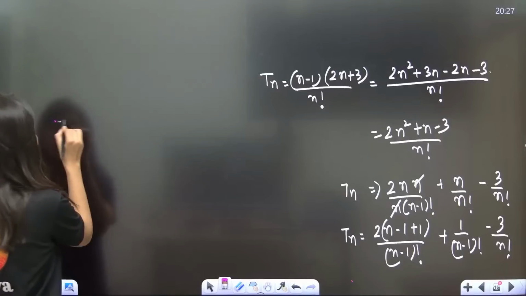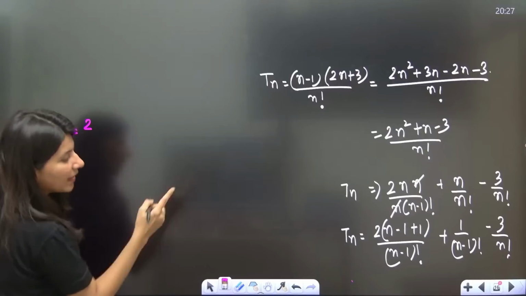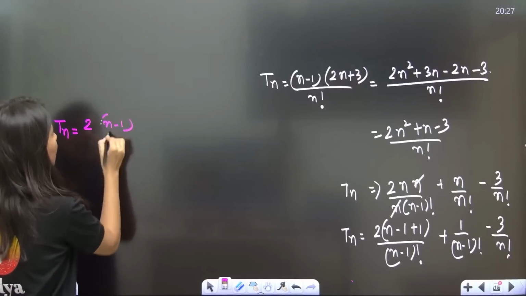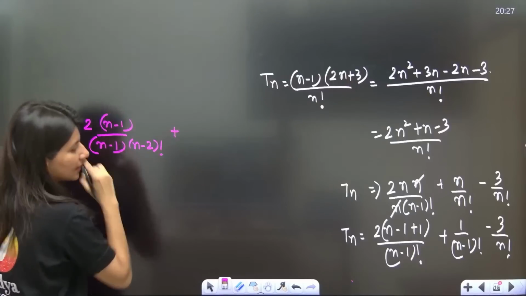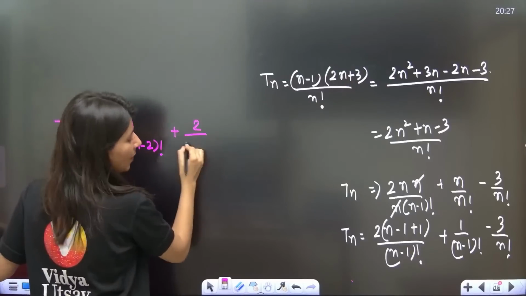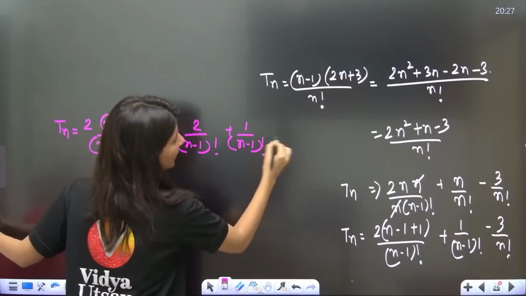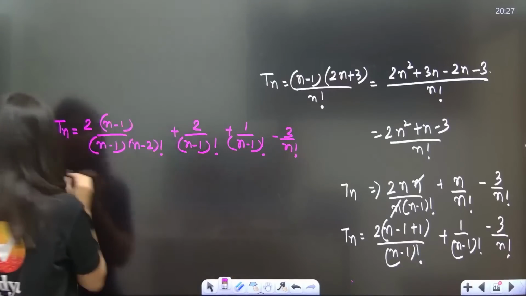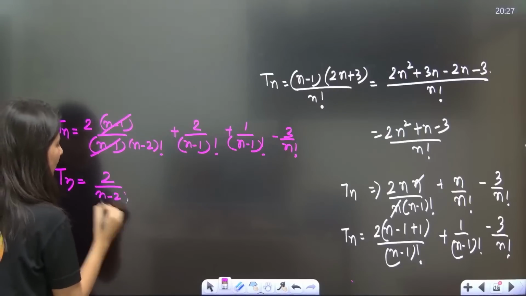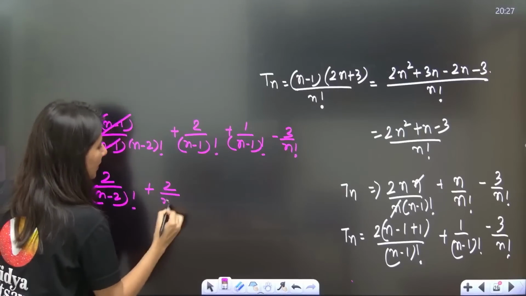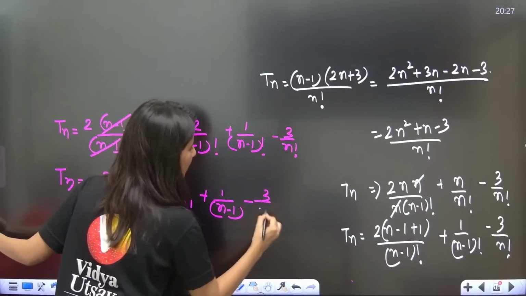So from here Tn will be what? This is 2 times, so 2n minus 1 upon n minus 1 factorial. So this is n minus 1 times n minus 2 factorial. Plus this is 2 times 2 upon n minus 1 factorial already, plus 1 upon n minus 1 factorial already, minus 3 upon n factorial already. Tn is equal to 2 upon n minus 2 factorial plus 2 upon n minus 1 factorial plus 1 upon n minus 1 factorial minus 3 upon n factorial.